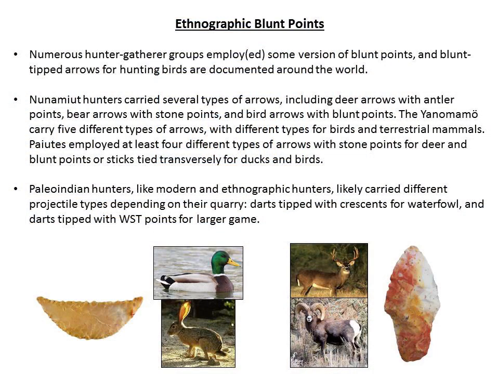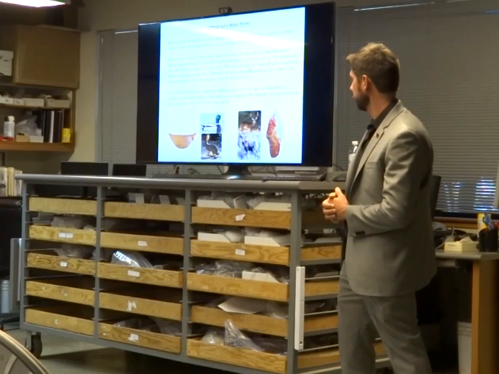Numerous hunter-gatherer groups do employ some version of blunt points, and blunt-tipped arrows for hunting birds are known from around the world. Nunamiut meat hunters carry several types of arrows: deer arrows, bandit points, bear arrows with stone points, and bird arrows with blunt points. The Yanomamo of the Amazon carry 5 different types of arrows, with different types for birds and terrestrial mammals. And finally, the Paiutes carried at least 4 different types of arrows: stone points for deer, and blunt points or sticks tied transversely for ducks and birds.